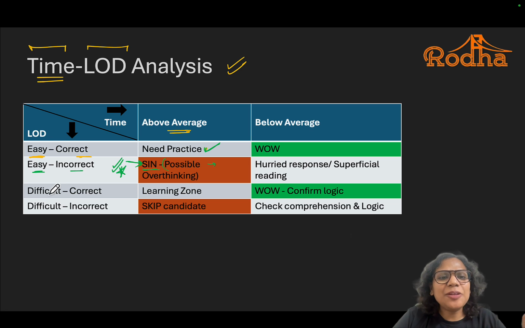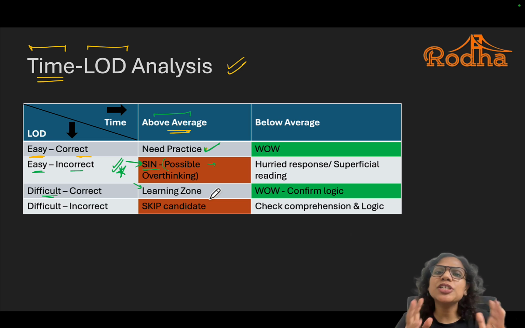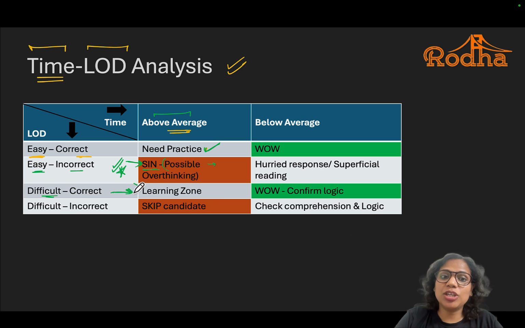Okay, then if let's say it was a difficult question, you spent above average time on it, but you got it correct, that means that this is your learning zone. If you are getting it correct after spending an above average time, that means your comprehension is sound. It's just a matter of relative speed, right? You have the potential that you can reach a point where in CAT also you can attempt the difficult questions and get them correct, right? But we just need to work on our speed. So this is your learning zone.